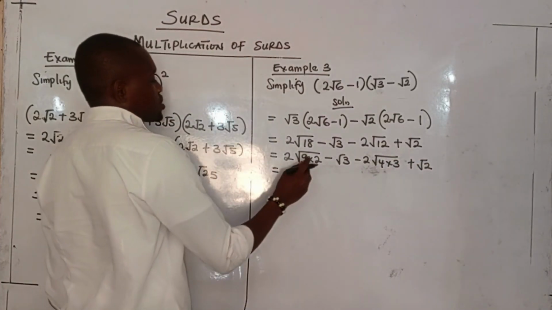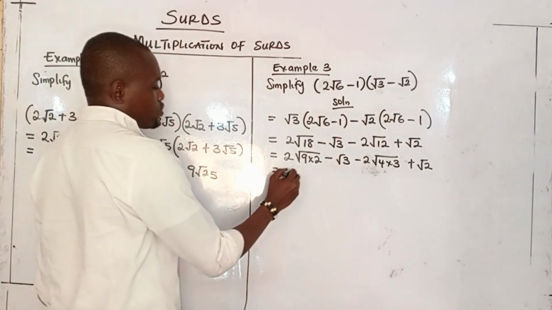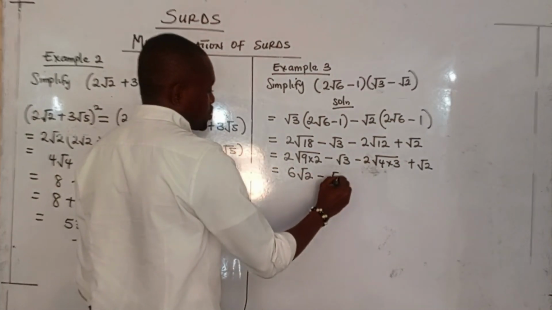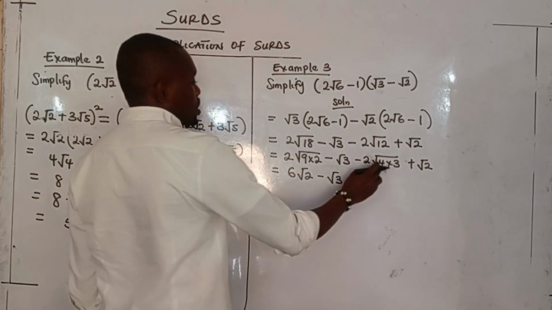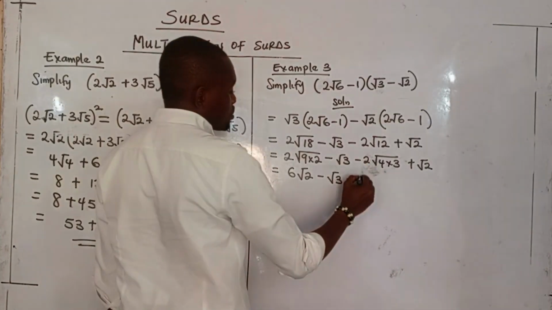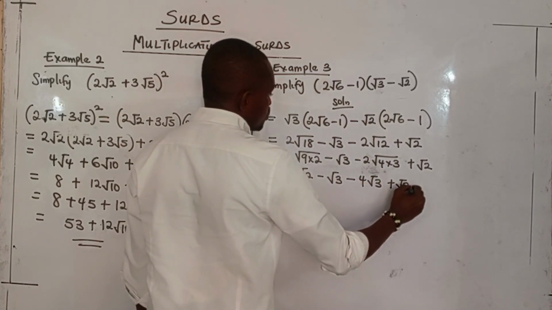So from here, square root of 9 is what? Is 3. So 3 times this 2 will give us 6. So we are going to have 6 root of 2 minus root 3 minus the square root of 4 here is 2. So 2 times 2 will give us 4. So we are going to have 4 root of 3 plus root of 2.